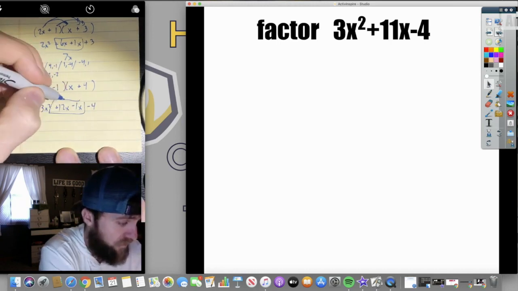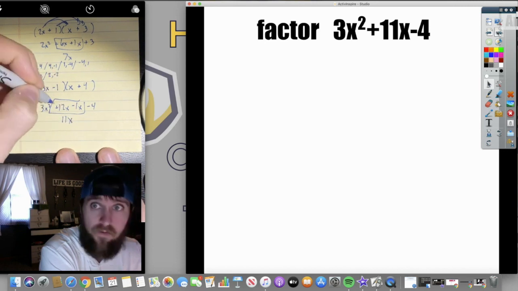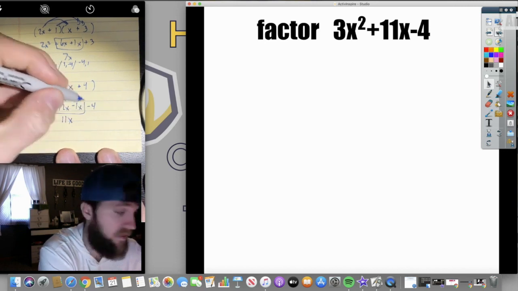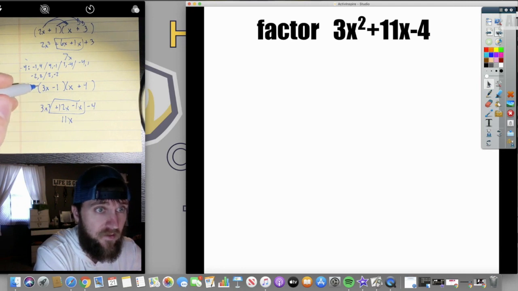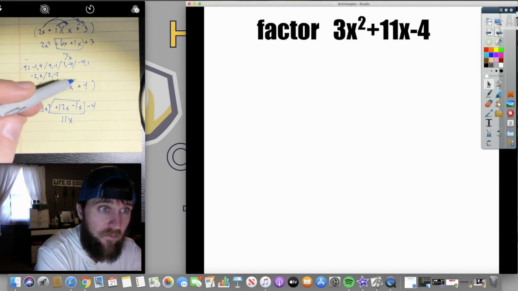Combine our like terms. Gives me 11x. So we have 3x squared plus 11x minus 4. So this is the correct answer. I did it on the first go. That doesn't always happen. You might need to flip-flop your negative.